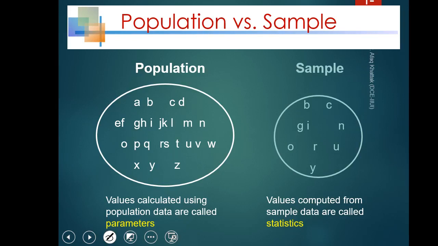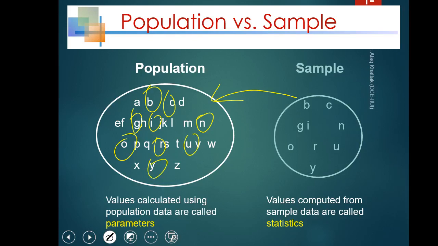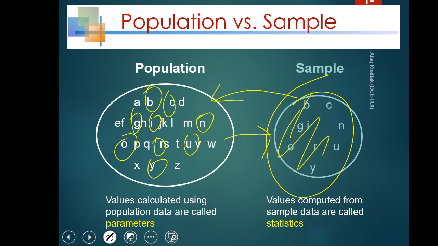Now, as I said, a sample is a subset of the population. So that sample is a part of the population in which it takes points B, C. It takes randomly different points, G, I, irrespective of the location, R, U, and Y. But Z is not a part of the sample, because we don't take that part of the population. But if we take this sample out of this whole population, it will properly represent the whole population.